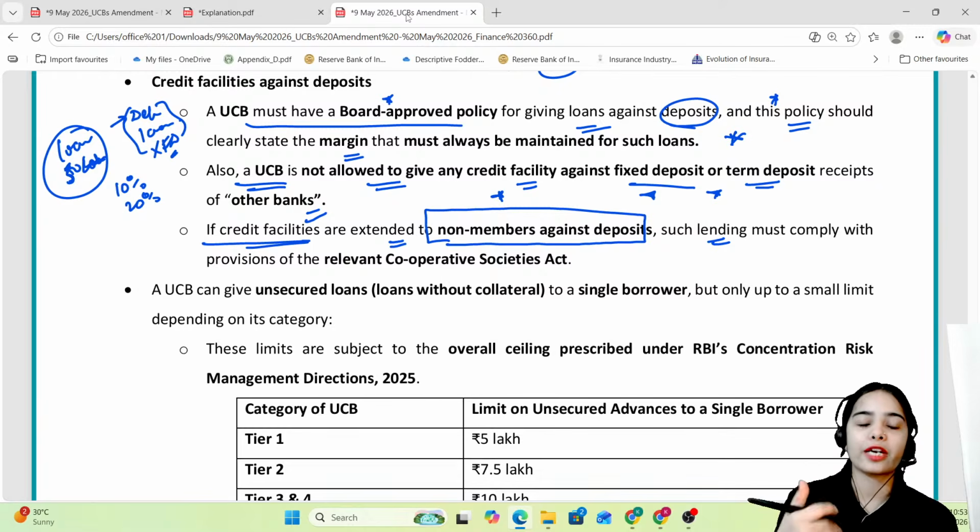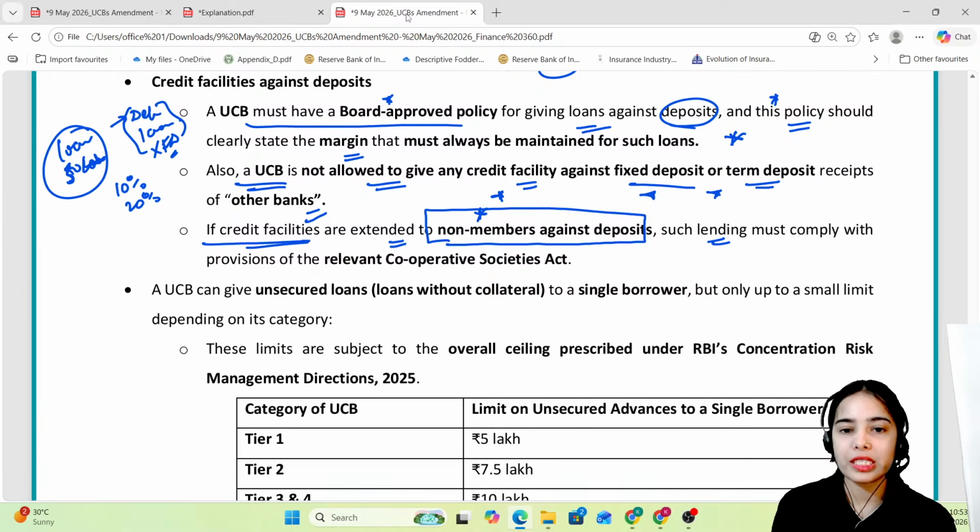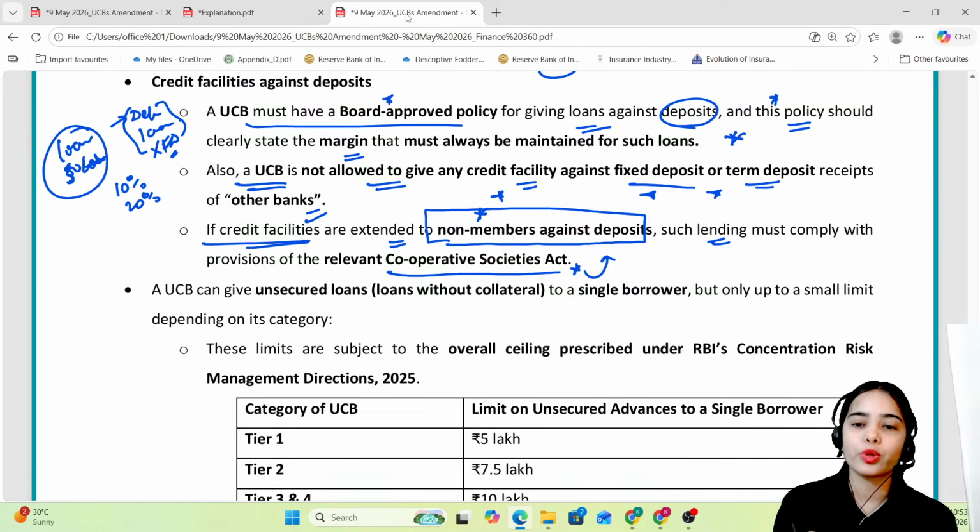First of all, lending cannot be done to the non-members, but there are certain rules and regulations under the Cooperative Societies Act that allow the lending to the non-members against the deposits. Okay, so credit facilities, if they are extended to the non-members against the deposits, such lending must comply with the provisions of the relevant Cooperative Societies Act.